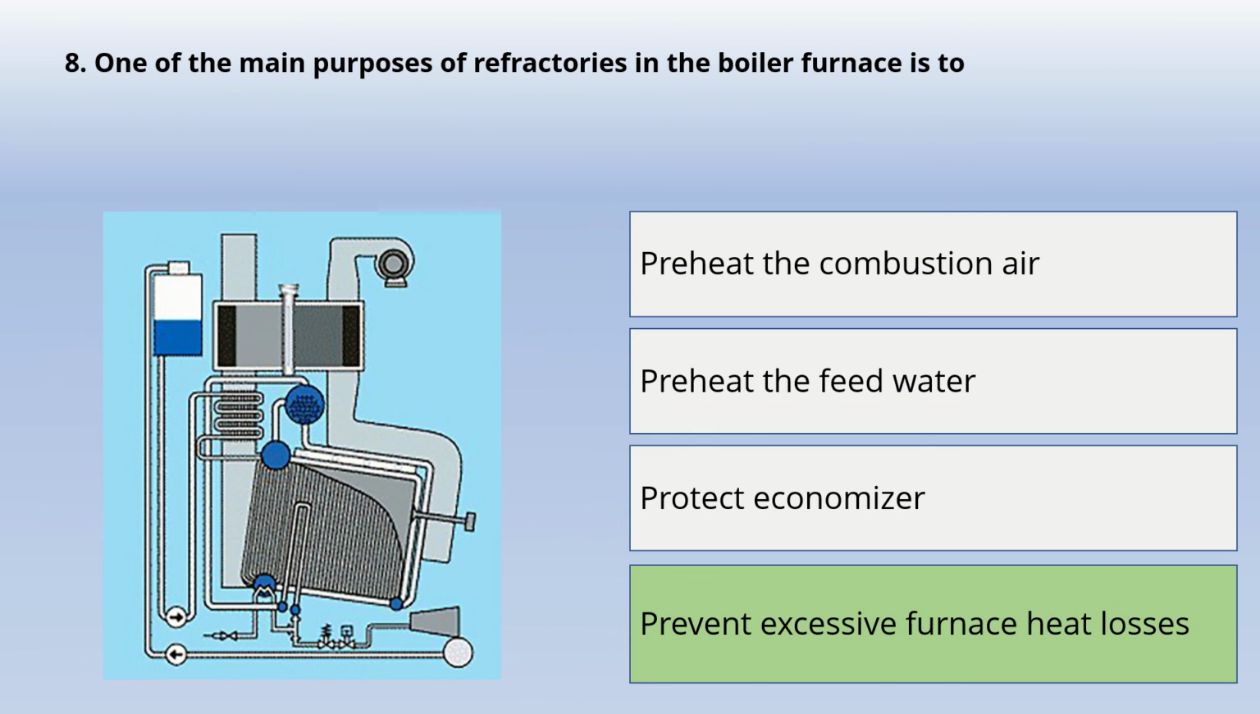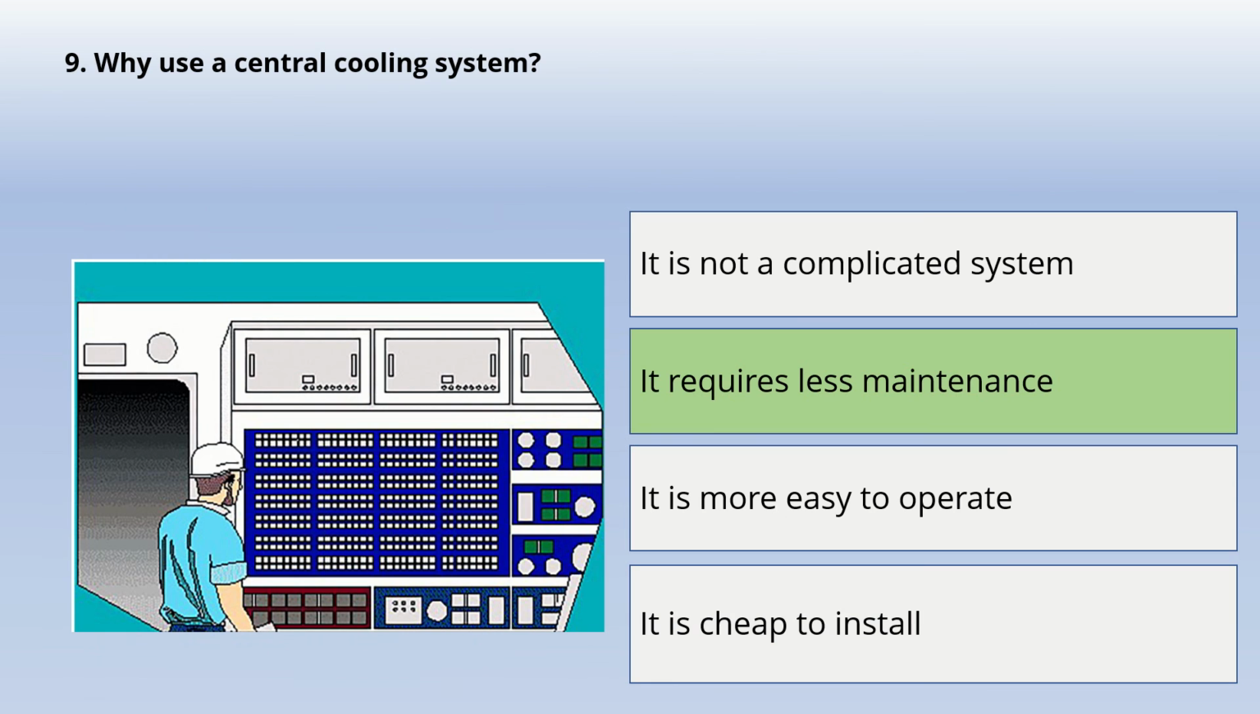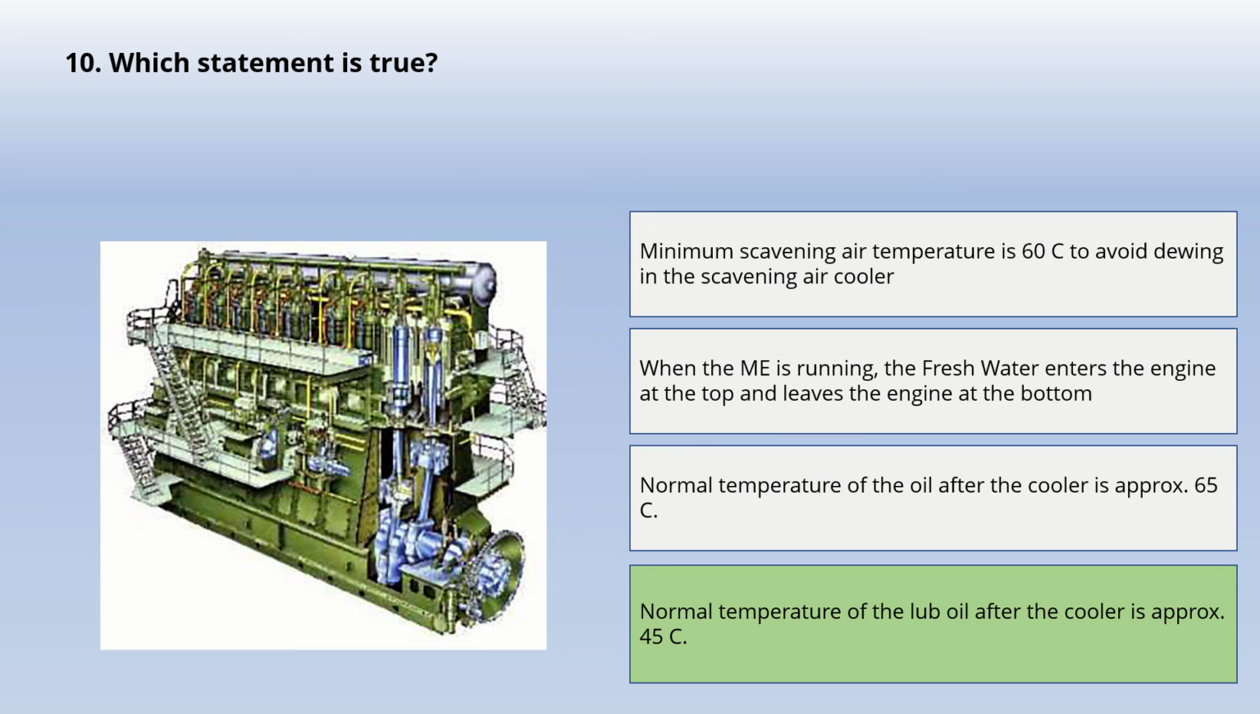One of the main purposes of refractories in the boiler furnace is to prevent excessive furnace heat losses. Why use a central cooling system? It requires less maintenance. Which statement is true? Normal temperature of the lube oil after the cooler is approximately 45 degrees Celsius.